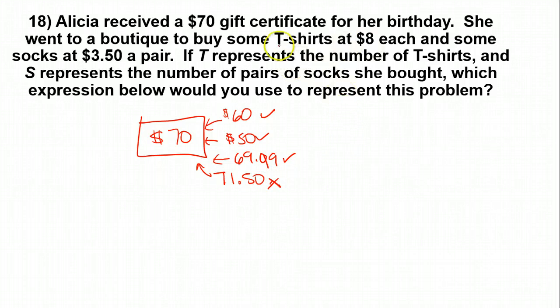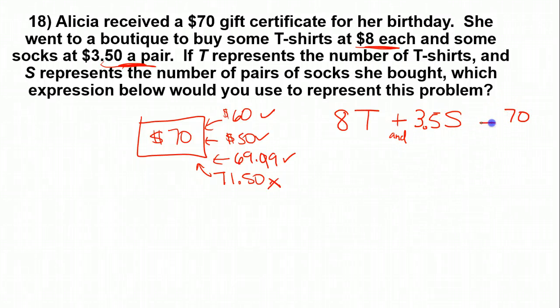All right, so it says that at the boutique, she wants to buy some t-shirts and some socks. So it's $8 each for the t-shirts. So for every t-shirt she buys, it's about $8. And for every pair of socks she buys, it's 3.5 per socks. So I know she can only spend about 70, so she can spend right up to $70. So I'm going to leave kind of an equal sign, but she can't spend any more than that, right?